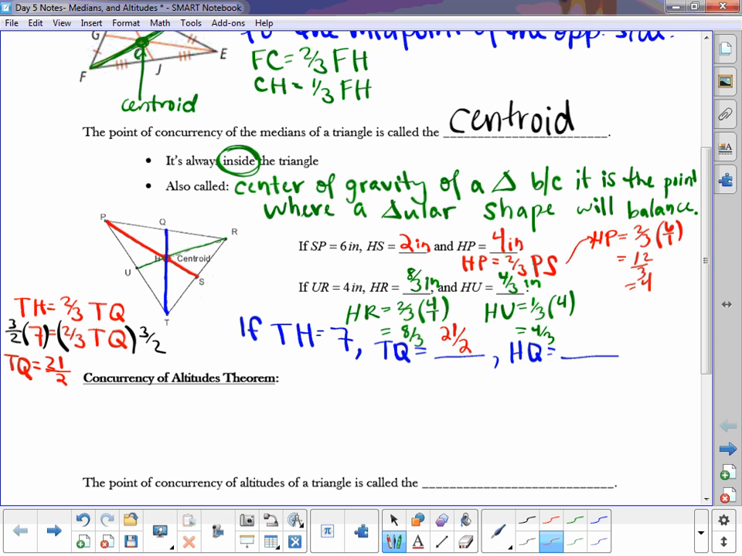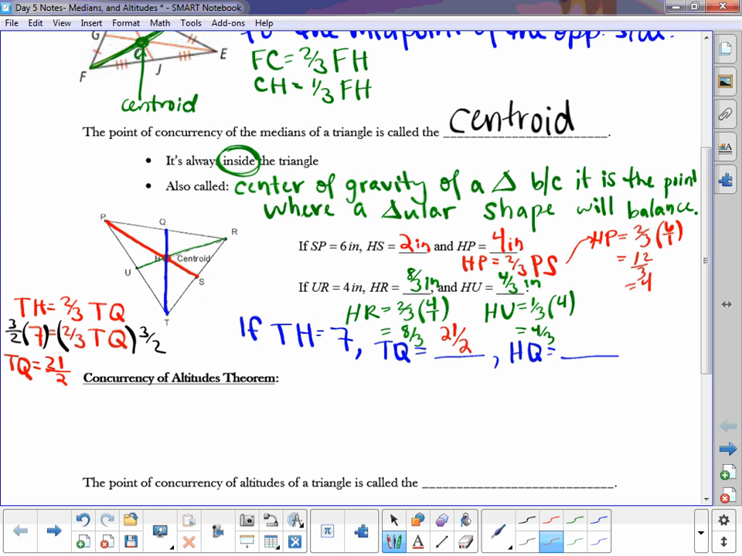All right, so HQ, you've got a couple of options here. HQ is 1/3 of the whole thing, right? Or what else could I do? You subtract 7. Yeah, you could subtract 7 from 21 over 2. There's also another way we can do it. You could half the 7. Yeah, we could half the 7.